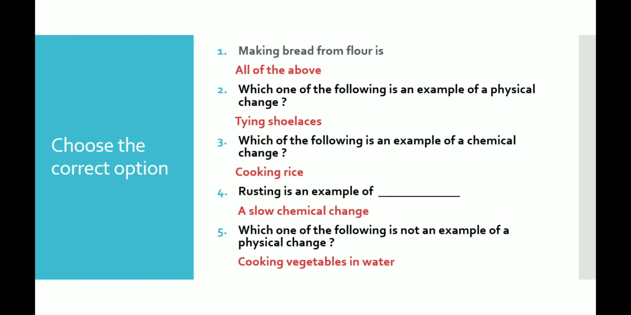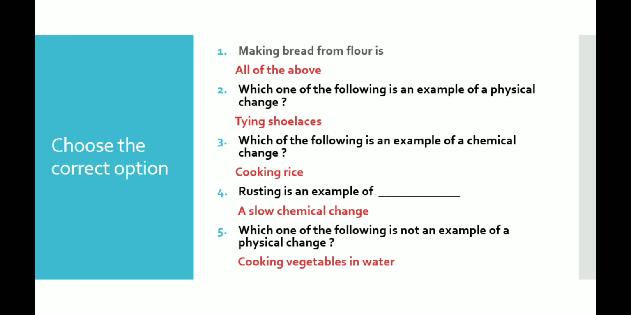Now, the question number 3: which of the following is an example of a chemical change? The options are like this: cooking rice, second one, writing with chalk, third one, adding salt to water, fourth one, cutting up cloth. The option number A, that is the first one, cooking rice, is the correct one.